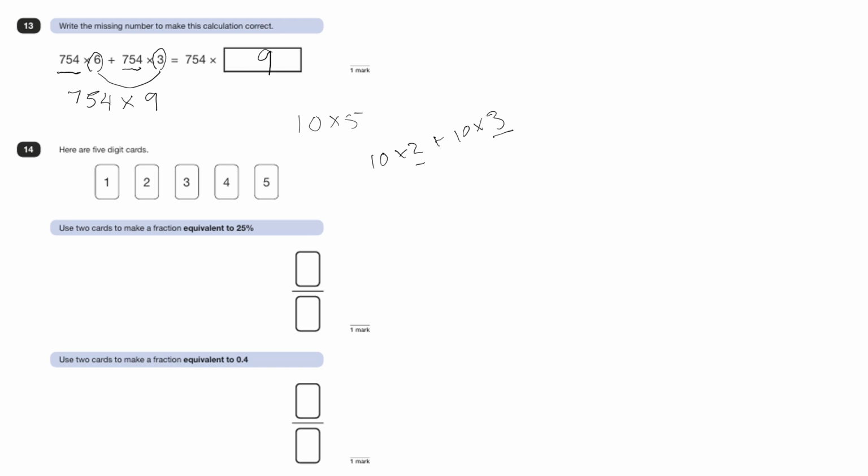There are 5-digit cards. Use 2 cards to make equivalent fraction to 25%. You should know that 25% is equivalent to a quarter. Just like a half is 50%. These are facts that you should know. Then it says use 2 cards to make a fraction equivalent to 0.4. So normally it's 4/10, but if you simplify it, which you should know to do, that turns out to be 2/5.